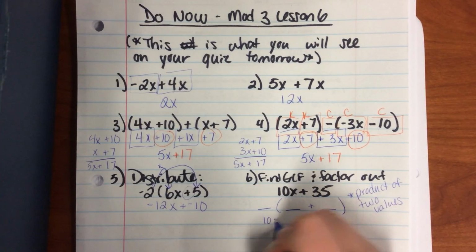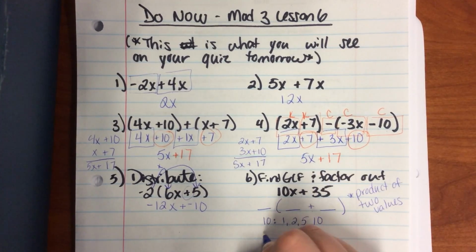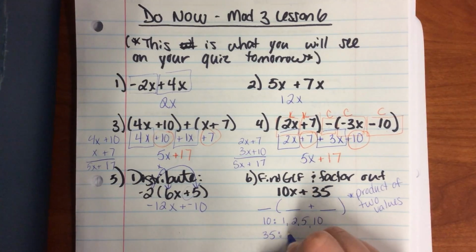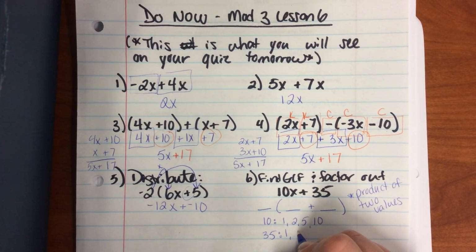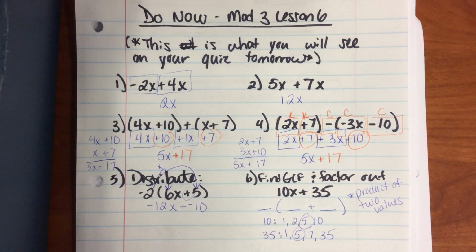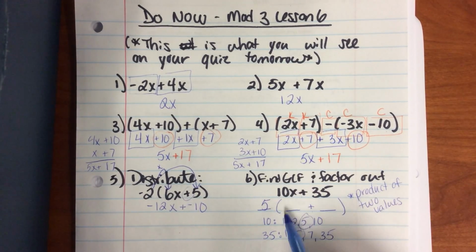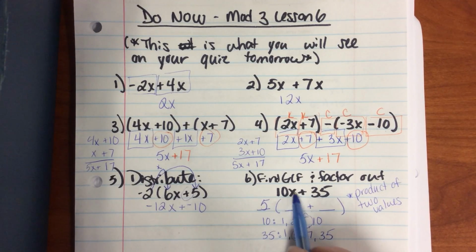So 10, my factors are 1, 2, 5, and 10. 35, I have 1, 3 doesn't work, 4, 5, 7, and 35. The greatest common factor, the greatest factor they share in common, is a 5. So to find these missing things, I divide these by 5.